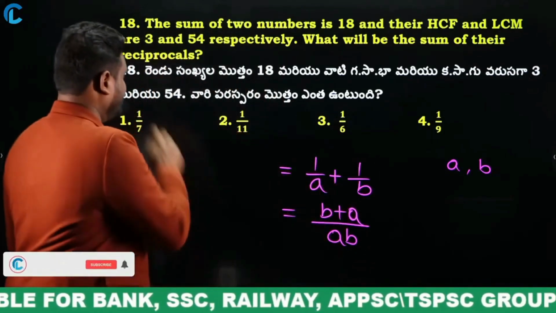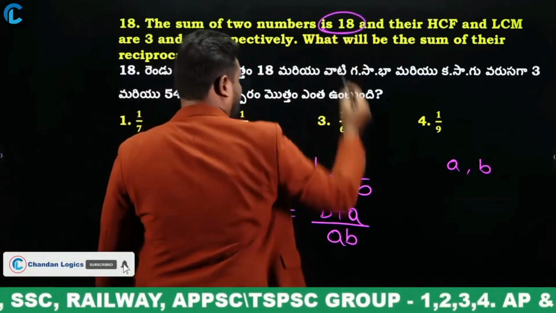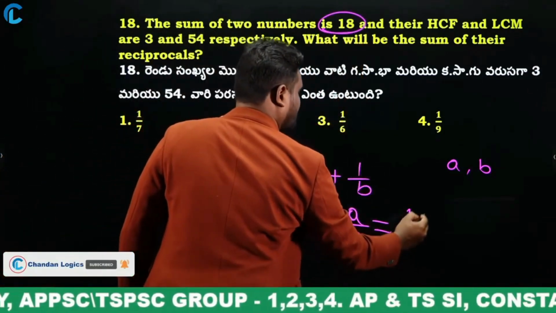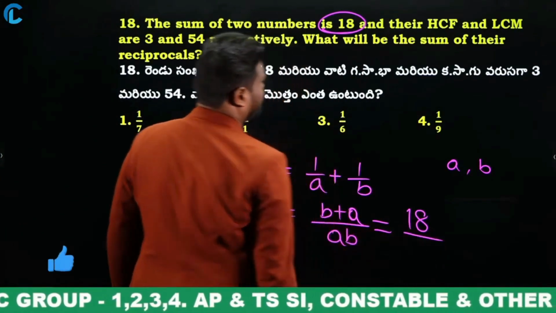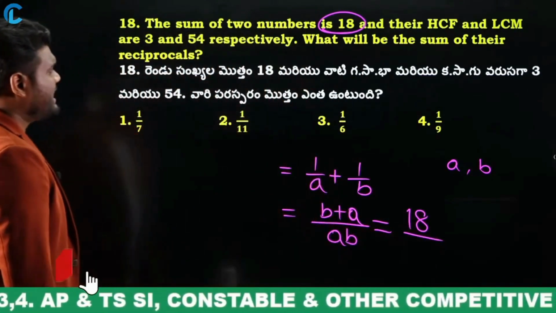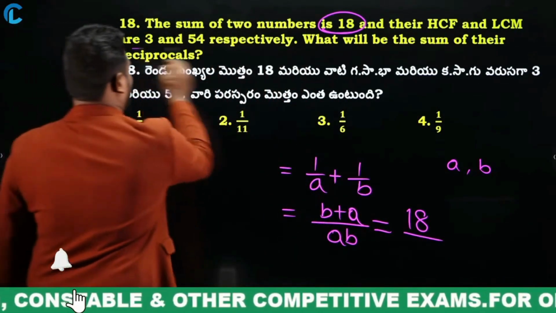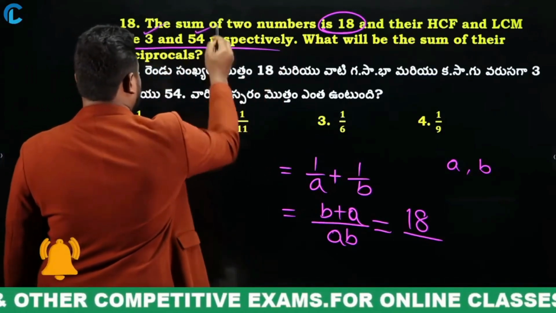Now if you observe carefully, the sum of two numbers is how much? The sum of two numbers is 18. Okay. Next, their HCF and LCM are 3 and 54. So HCF is given to us, LCM is given to us.